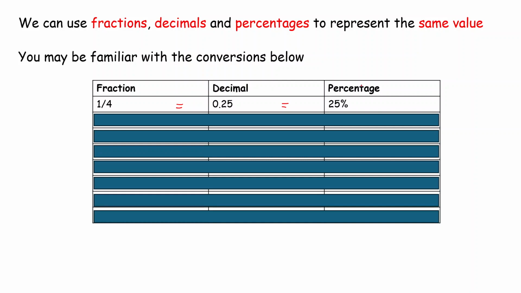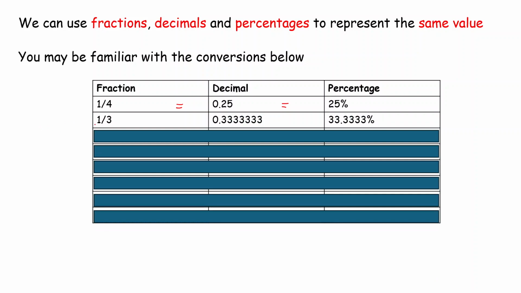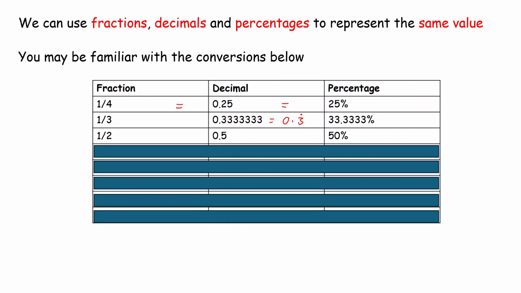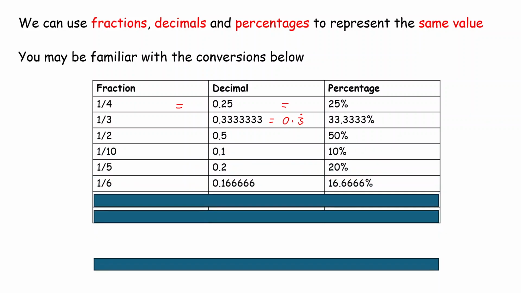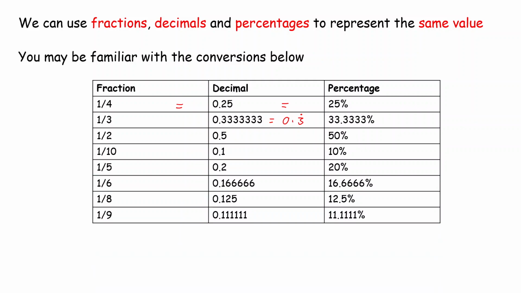Another one that you might be familiar with is a third, 1/3, which as a decimal is 0.33333, or 0.3 recurring, which as a percentage is 33.33%. And maybe you know some other ones, such as a half, which is 0.5 as a decimal, or 50% as a percentage. There are other ones that I'm not going to talk through that you can see on the screen, that maybe you are familiar with, and maybe you're not. What you could do here is make a note of the ones that you're not so familiar with, and that could be useful for later videos.